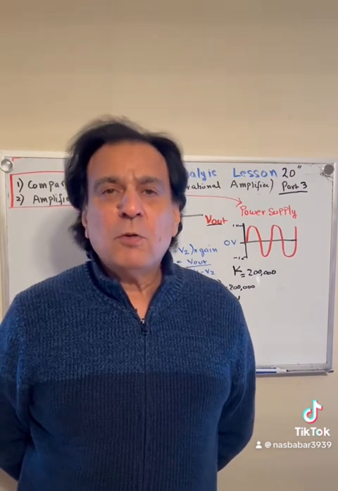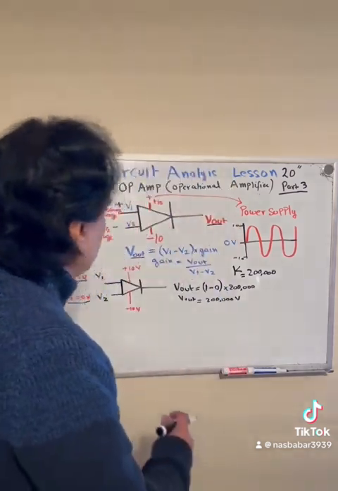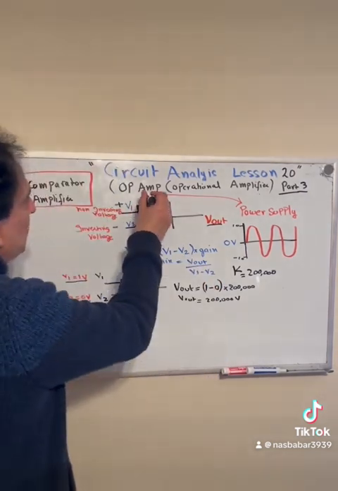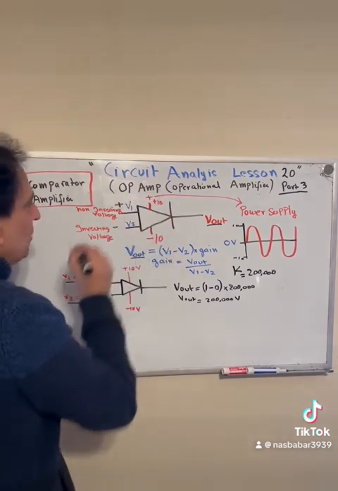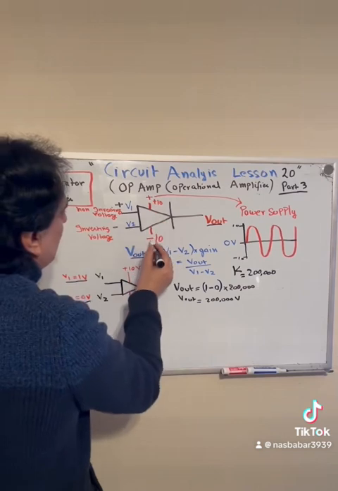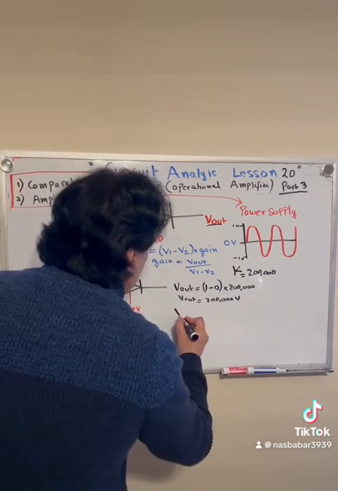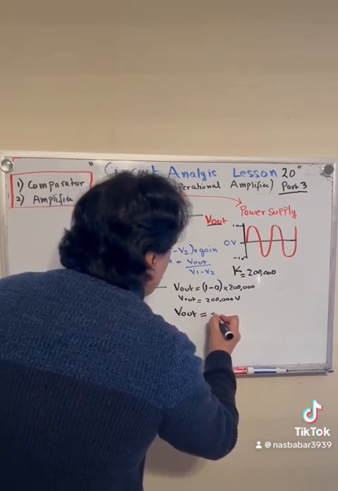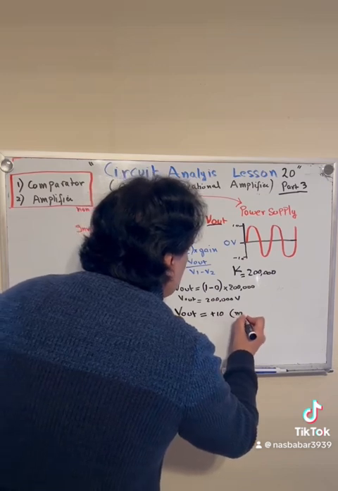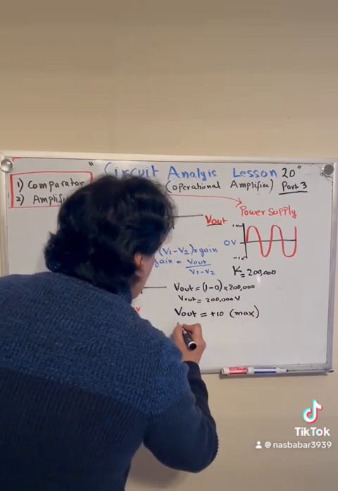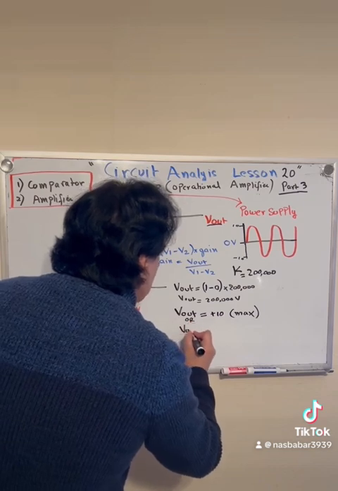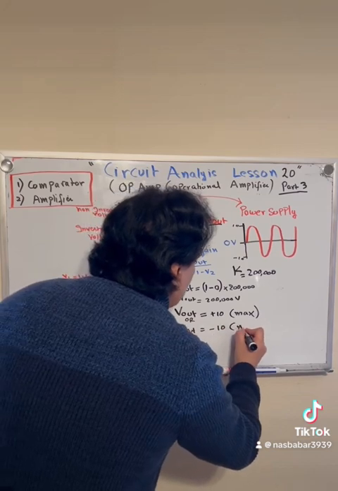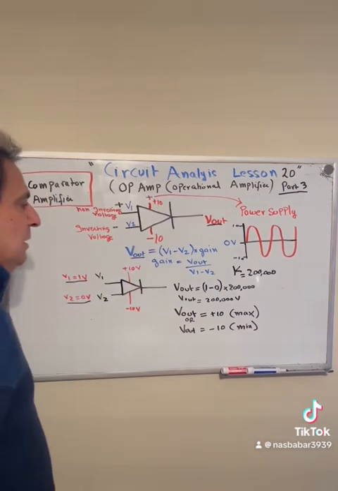So the characteristic of the OpAmp is that the maximum or minimum you can go is up to whatever is supplied by the power source. In this case, the power source plus is plus 10, minus is minus 10. So practically speaking, in reality, you can have a maximum of 10 volts, and V sub out can have a minimum of minus 10. So keep that in mind.